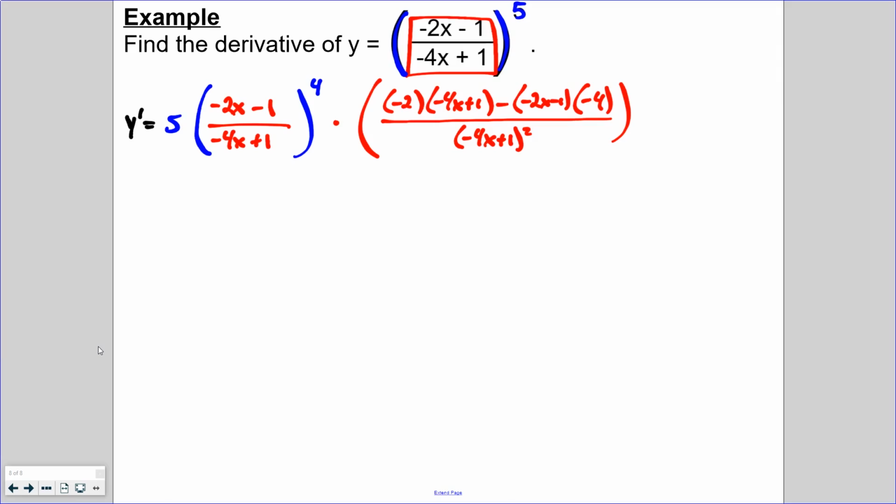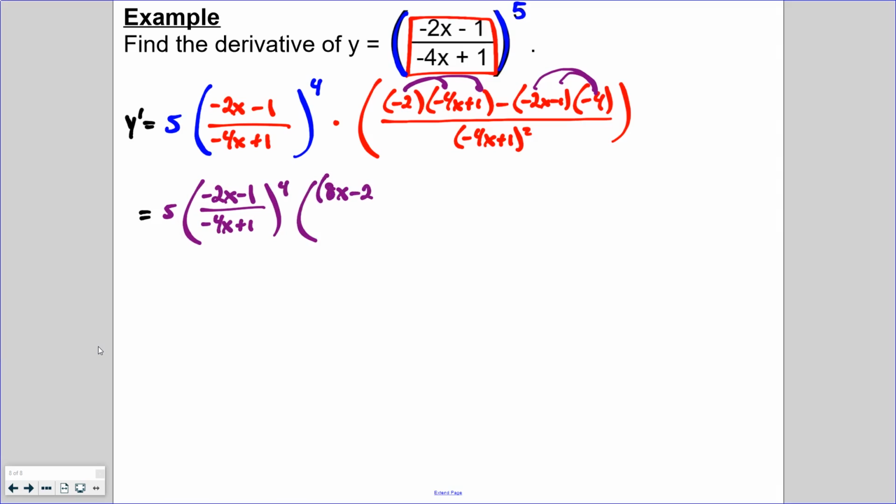So looking at our quotient rule expression here, we can distribute the negative 2 in, and we can distribute, let's see, we'll distribute the negative 4 in first. And what do we have? Well, that's going to give us 5 times the quantity of negative 2x minus 1 over negative 4x plus 1 to the 4th times 8x minus 2 minus 8x plus 4 all over the quantity negative 4x plus 1 squared.